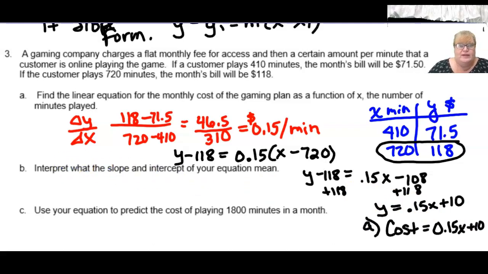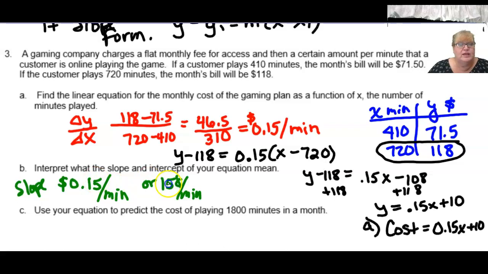All right, B says interpret the slope and intercept. Well, we just kind of went through that. The slope is 15 cents per minute, or you could write it 15 cents per minute, but then you have to leave off the decimal. You can't have a cent sign and a decimal, or else 0.15 of a cent. All right, and the intercept is our flat fee that they charge every month of $10. I didn't have a lot of room, so I didn't explain that very well. I probably should have written a sentence.